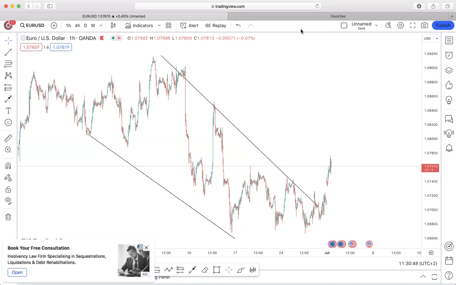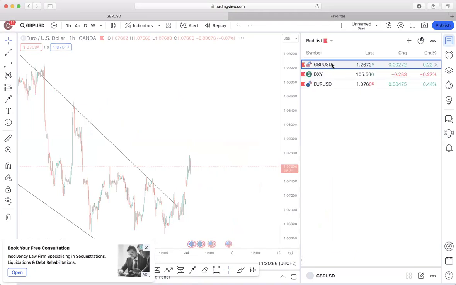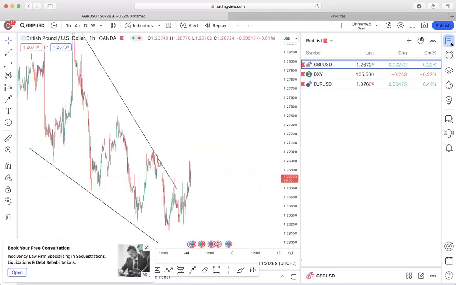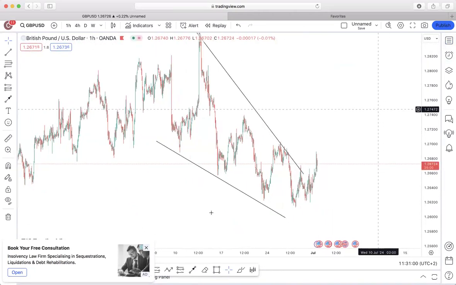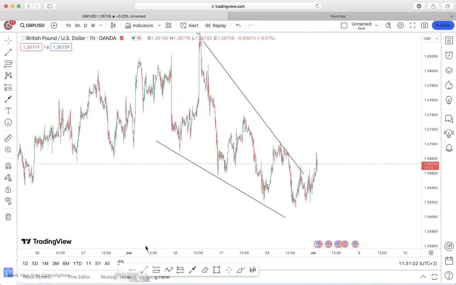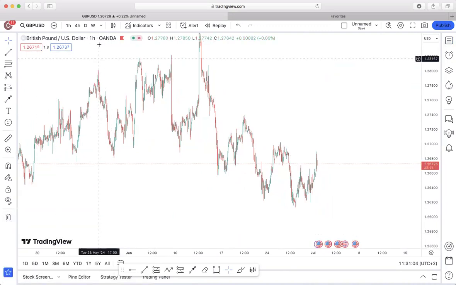So, guys, in this session, I'm going to be analyzing the pairs that I will be focusing on for this week. Without wasting any time, let us get into it. First and foremost, we're going to be focusing on GBP USD. I'm just going to give you an update since I've been focusing on this pair for the past, I think, 2 or 3 weeks.